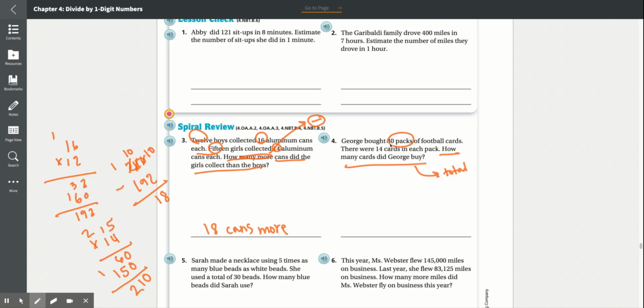So he bought 30 packs, and in each single pack, there are 14 cards. So we multiply 30 times 14. 4 times 0 is 0. 4 times 3 is 12. Add the 0. 1 times 0 is 0. 1 times 3 is 3. Add that together. 0, 2, 3 plus 1 is 4. So he bought 420 cards. So he has 420 cards in total.